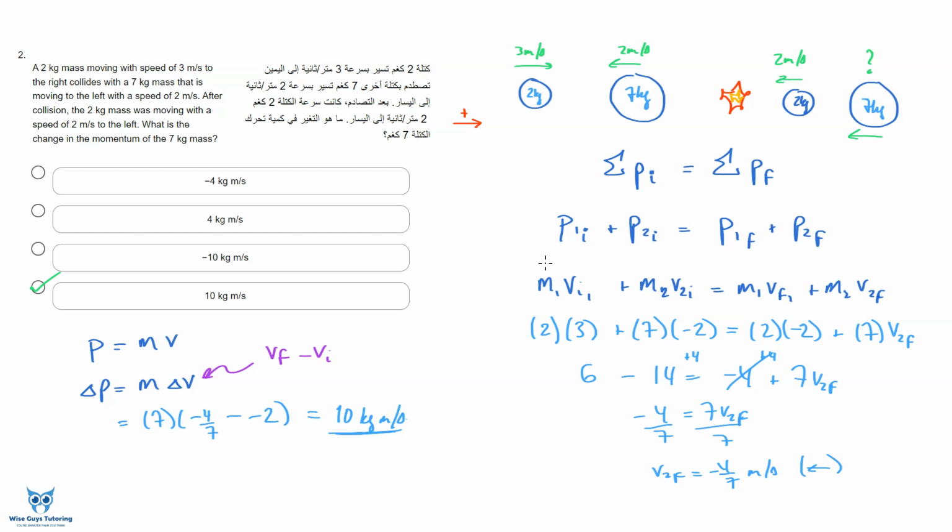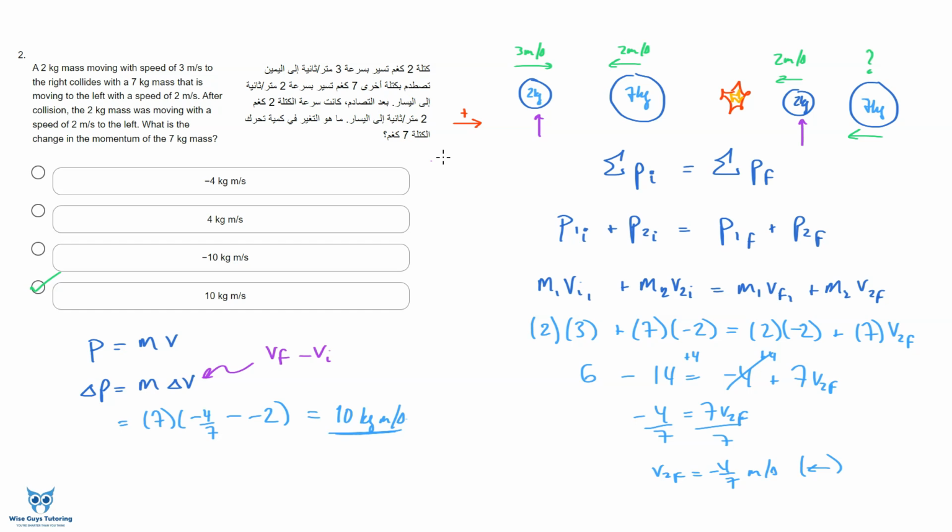But I wanted to take this as an opportunity to teach you guys how to work these collision problems using conservation of momentum. What we were saying is that the total momentum before is the same as the total momentum after. And what that means is, if I know the change in momentum of this 2 kilogram object, right?